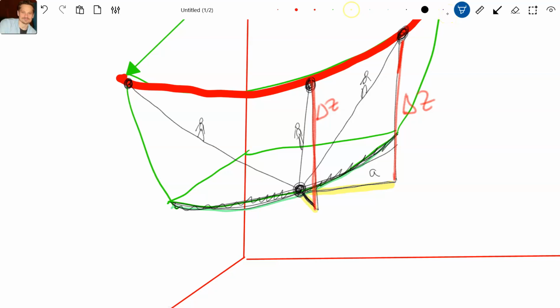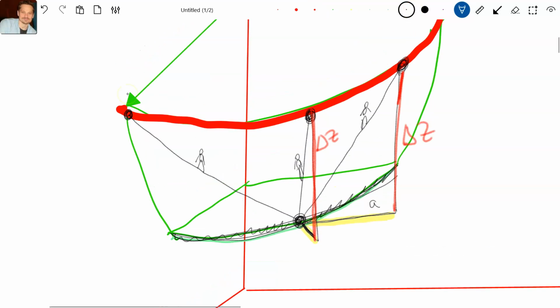Let's also do this for the last leg of the journey. So again, for this one, it's going to be the same delta Z because you're going from the same point to the same distance above that point. So it's the same change. So I'm going to first draw that in here.